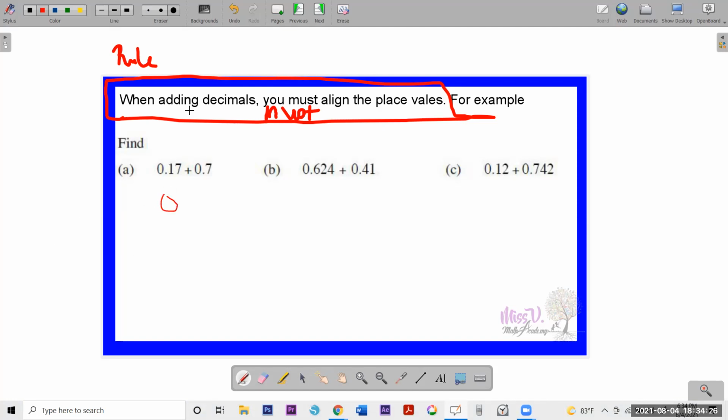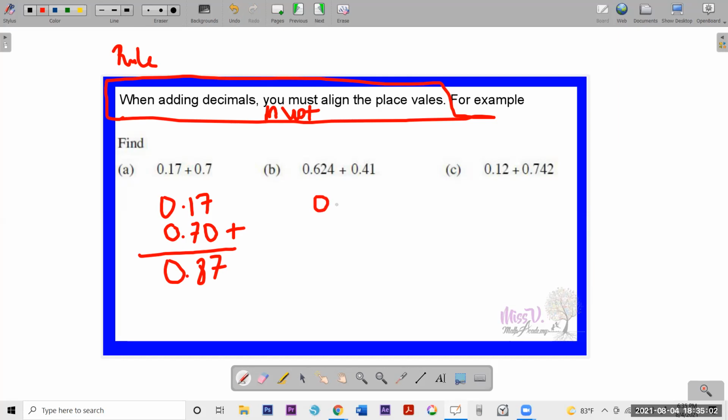So I have my 0.17. So I align my point. So I know 0 goes here, 7 goes here. And what most people do to keep them from getting confused is by adding an additional 0. That is something that you can do to help. So when you add 7 and 0 is 7, 7 and 1 is 8, put back the point, you put back the 0. So that's what your answer should be.